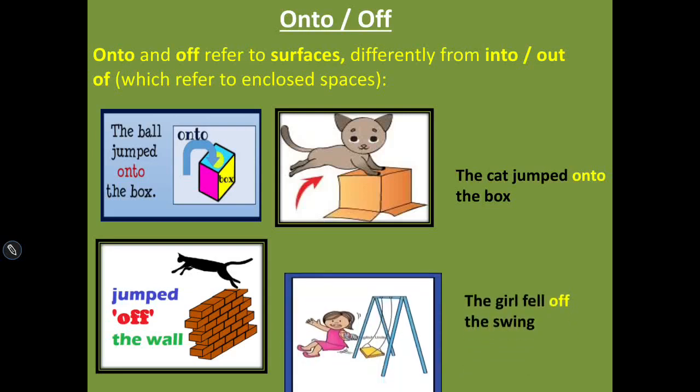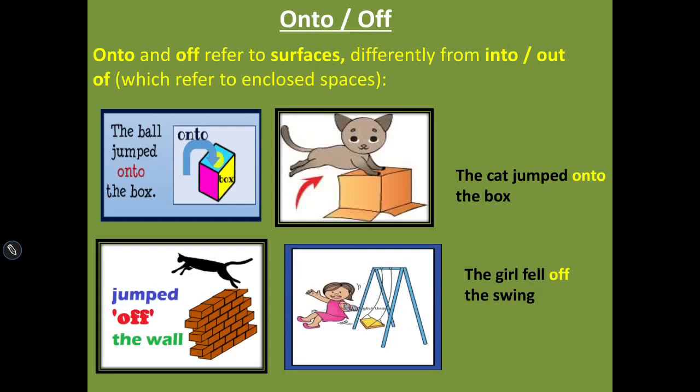The next example is a girl who has fallen from the swing. So how can we say it? The girl fell off the swing. Here the swing is the surface and the girl fell from the surface downward. That's why we can say the girl fell off, with a double F, off.